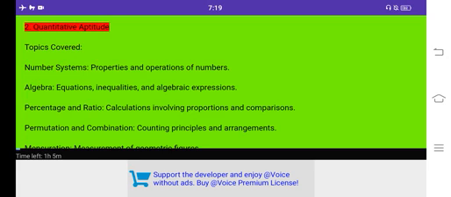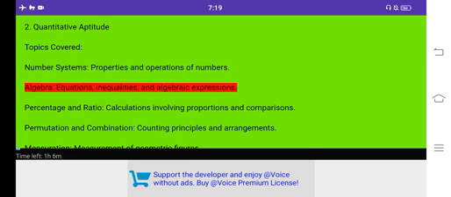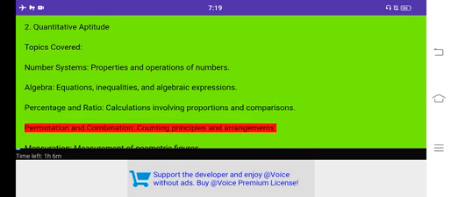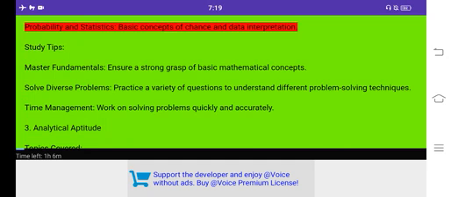2. Quantitative aptitude. Topics covered. Number systems, properties and operations of numbers. Algebra, equations, inequalities, and algebraic expressions. Percentage and ratio, calculations involving proportions and comparisons. Permutation and combination, counting principles and arrangements. Mensuration, measurement of geometric figures. Probability and statistics, basic concepts of chance and data interpretation.